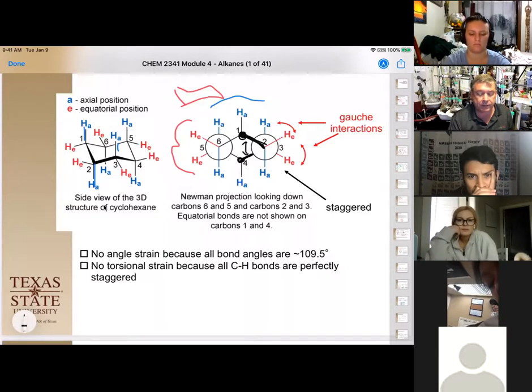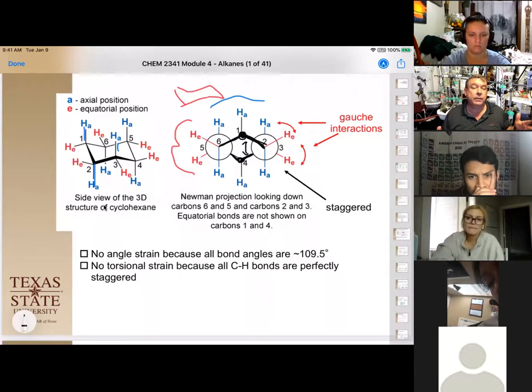And if we look from the other bond side, we again have those same 2 carbons being gauche to each other. And so this is our most stable state, okay? We have no angle strain because all of our bonds are 109 degrees. We have no torsional strain because all of our CHs are perfectly staggered.